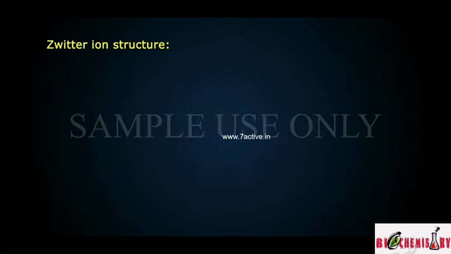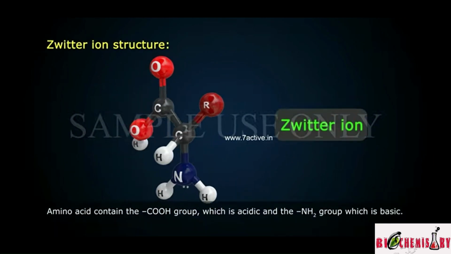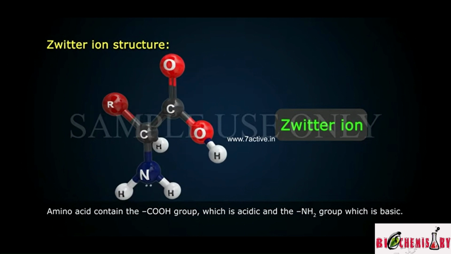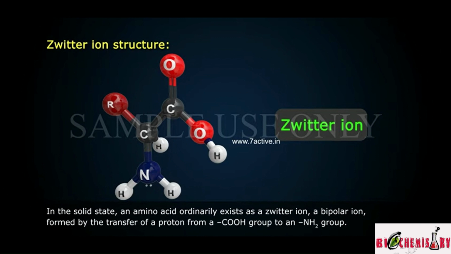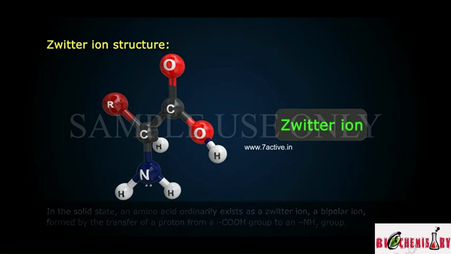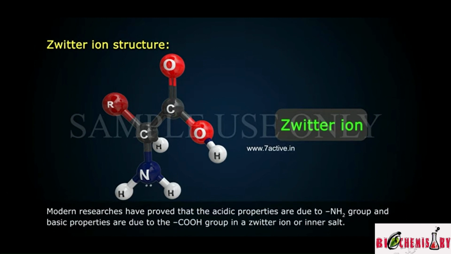Zwitter ion structure. Amino acid contains the COOH group, which is acidic, and the NH2 group, which is basic. In the solid state, an amino acid ordinarily exists as a Zwitter ion, a bipolar ion, formed by the transfer of a proton from a COOH group to an NH2 group. Modern researchers have proved that the acidic properties are due to NH2 group and basic properties are due to COOH group in a zwitter ion or in a salt.